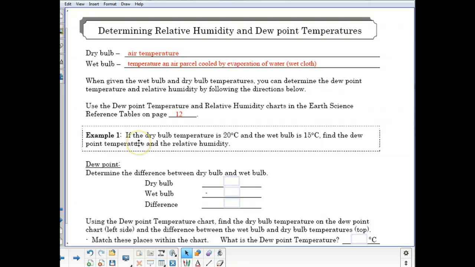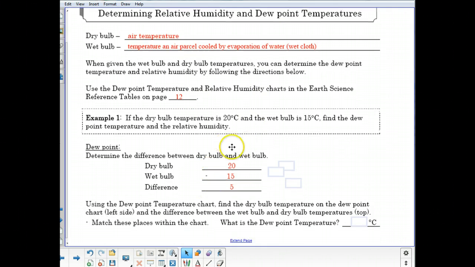So it's pretty straightforward. You just have to find the difference between the wet bulb and the dry bulb temperatures. First, it says if you have a dry bulb temperature of 20 degrees, you swing that thing around and you get a wet bulb of 15. They want you to find the dew point temperature and relative humidity. So the dry bulb was 20, the wet bulb is 15, and the difference between them is 5 degrees.